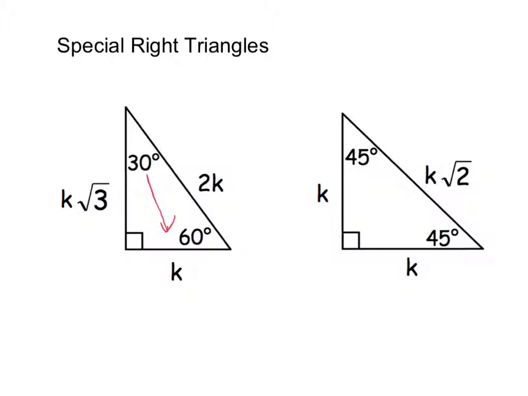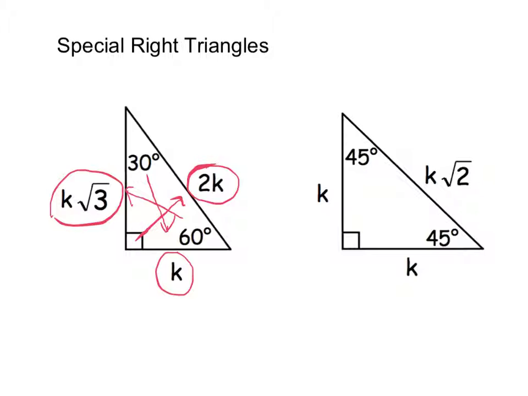If we were going to look at a 30, 60, 90 triangle, we knew the 30-degree angle. Across from the 30-degree angle, let's call that side K. That would mean that across from the 60-degree angle, that would be K, whatever that is, times the square root of 3. And across from the 90-degree angle, it would be 2K. If we use this relationship, we can solve for the sides of a special right triangle.